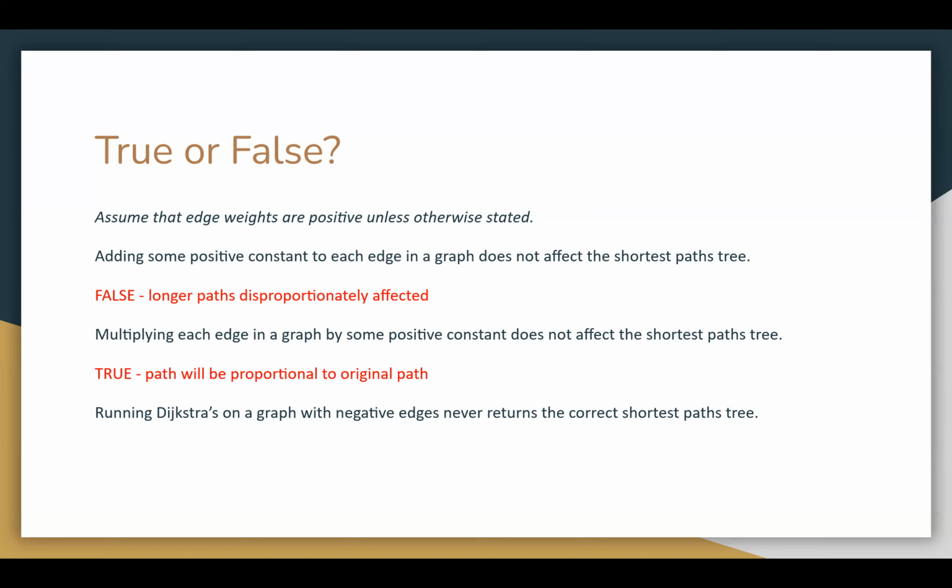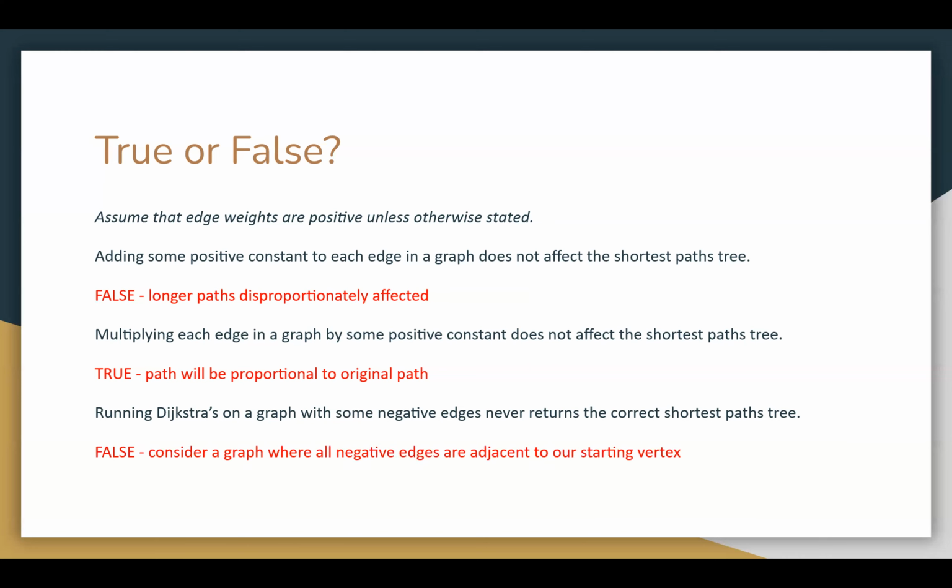Now on to our third statement. Running Dijkstra's on a graph with negative edges never returns the correct shortest paths tree. This statement is false. Now let's quickly go over why Dijkstra's does not work on graphs with negative edges.